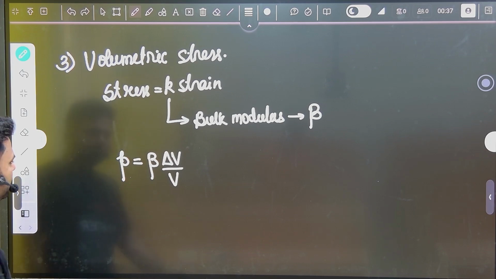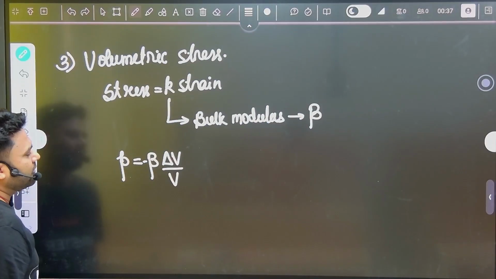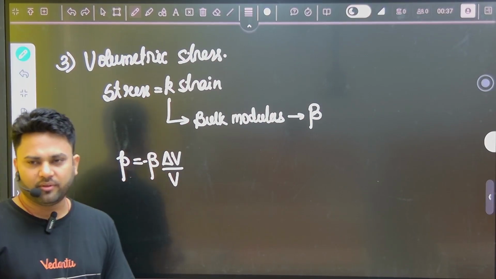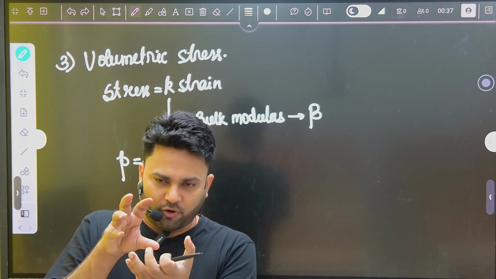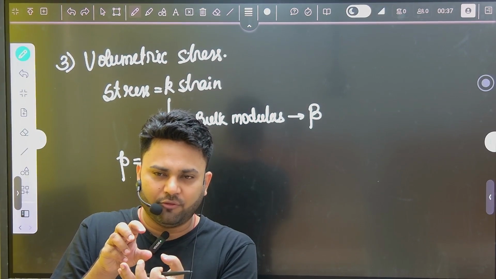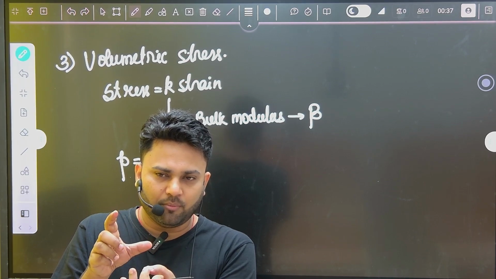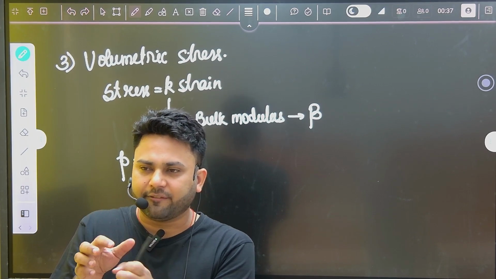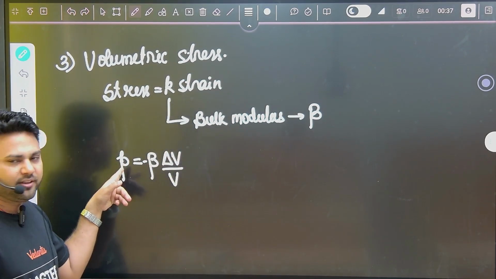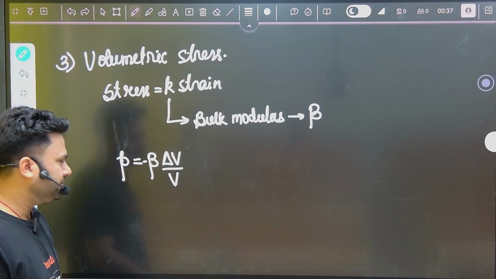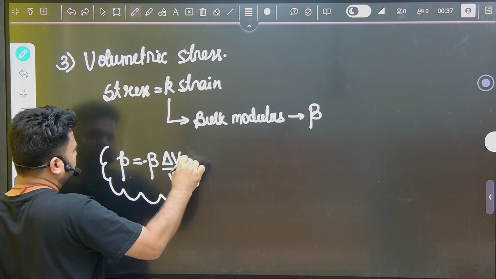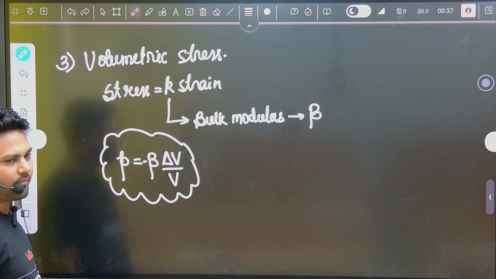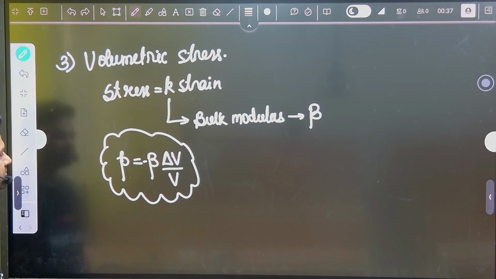Correct. And then you will see one minus sign. Why? Because of change in volume: if the fluid applies pressure, the volume will decrease. So final volume will be less, initial volume will be more, so change in volume will be negative. So negative will make pressure positive. Just to make it positive, they apply one minus sign. So this formula is important.